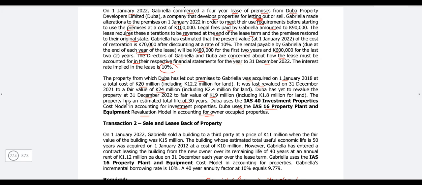And it says that the owner-occupied properties that are in business use are treated under IS 16. Okay, that is fairly simple. Obviously they are not being let out, and they are not classified as held for sale. So they are actually classified under IS 16, which is property, plant and equipment. So this was the requirement number one, which is the transaction number one.